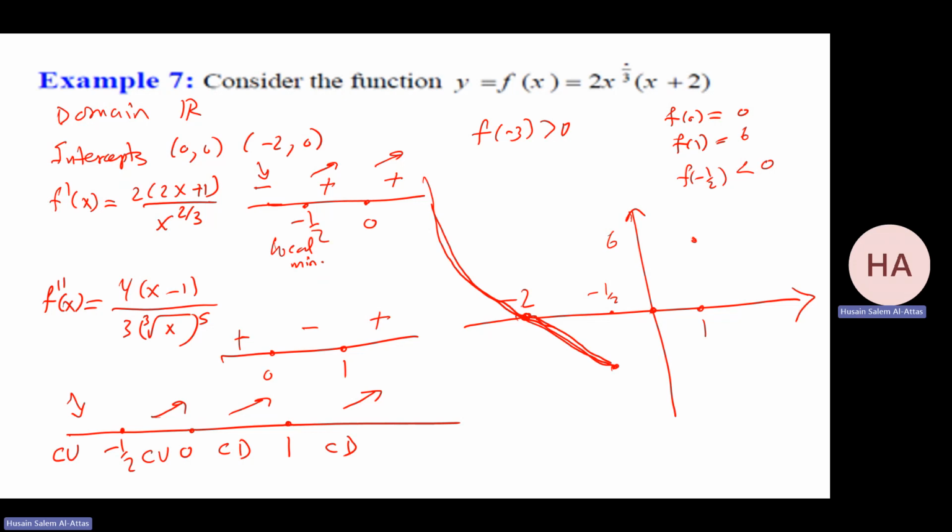Okay. Then it will be increasing and concave up. Then it will be increasing but concave down until 1. Then it will be increasing and concave down still, like this. So something like that.